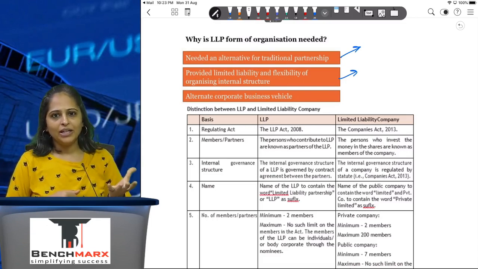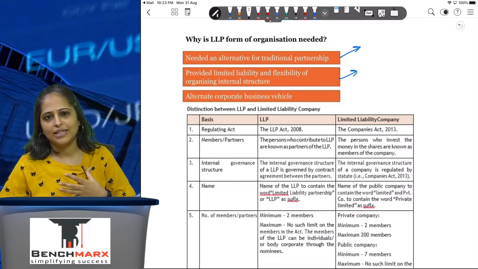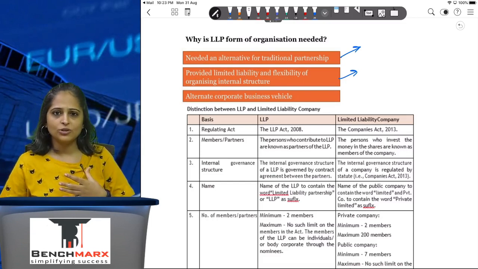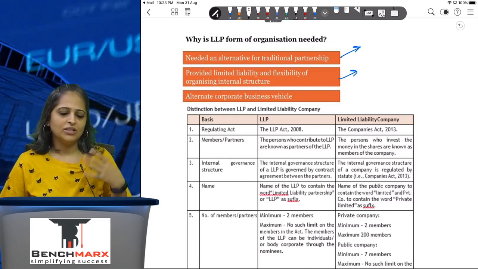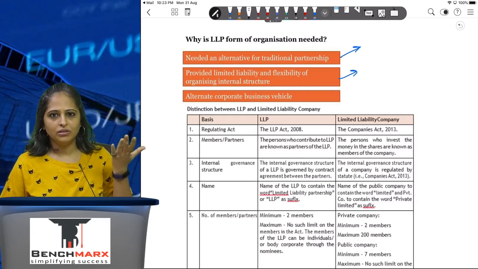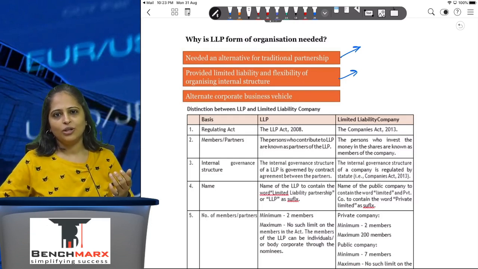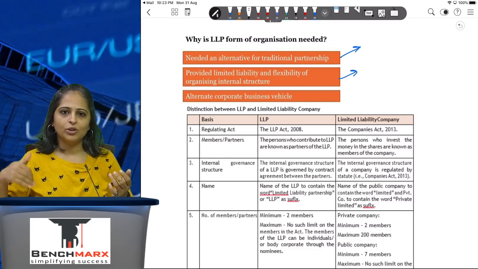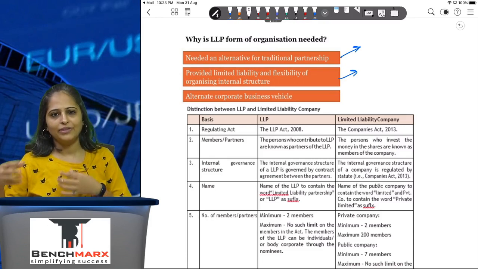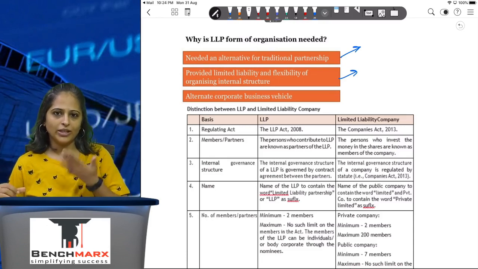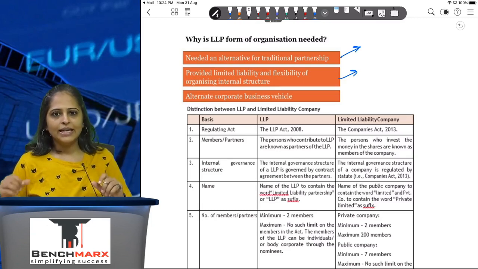Now comparing it with the company form of organization, here you have a lot of compliances to do, which you don't have to do in the LLP form of organization. In LLP you need 2 people to start. In a company, if you are a private company, you will need 2 people. If you are a public company, you will need 7 people to start. Here you have to add the words private limited or public limited based on what kind of company you are. Here you have to add the words LLP.